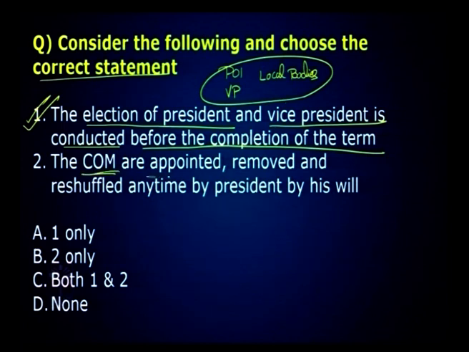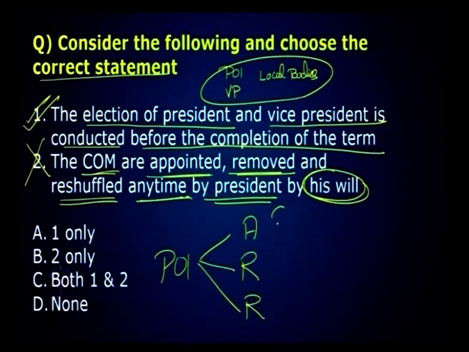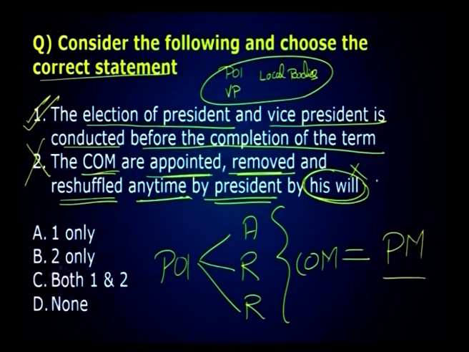The Council of Ministers are appointed, removed and reshuffled any time by the President by his will. This is wrong. Why? Because the President of India appoints, removes or reshuffles the Council of Ministers following the advice of the Prime Minister. While appointing a Council of Minister, while removing a Council of Minister, while reshuffling the portfolios of Council of Ministers, the President has to follow the advice of the Prime Minister, not by his discretion.